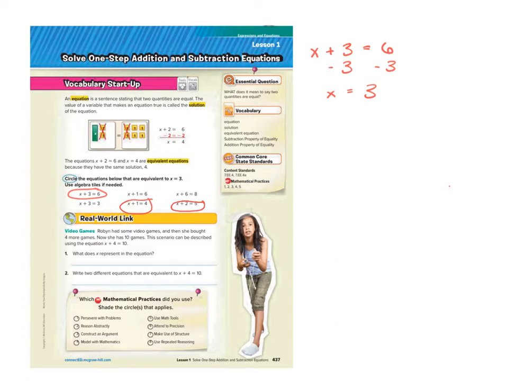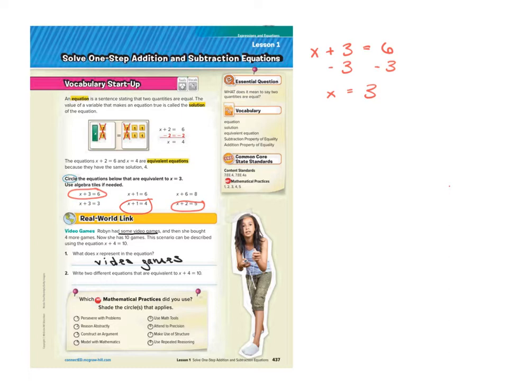Robin had some video games, and then she bought 4 more games. Now she has 10 games. This scenario can be described using the equation x plus 4 equals 10. All right, we have 2 questions to answer. The first one is, what does x represent in the equation? Well, let's read the problem again. Robin had some video games, so we don't have a number for that. So x represents the number of video games that Robin has, and that's the number we don't know.